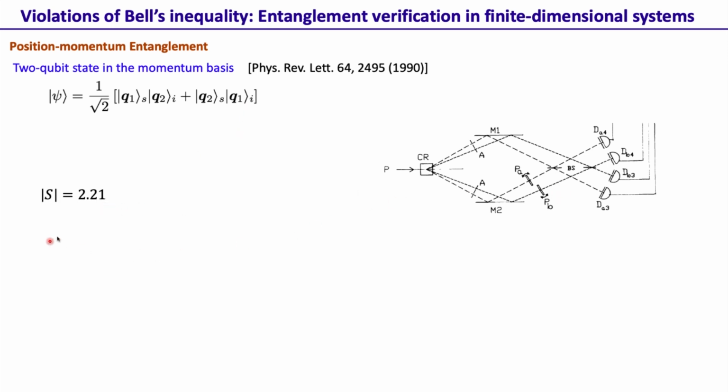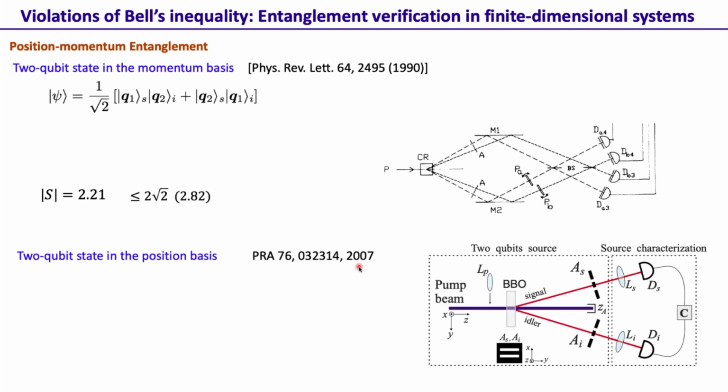And for this experiment, the Bell parameter was measured, and it was found to be 2.21, again less than 2 root 2. So this shows a violation of Bell inequality, and this shows how we can make a 2-qubit state in the momentum basis. Similarly, we can have a 2-qubit state in the position basis. This was an experiment done in 2007.